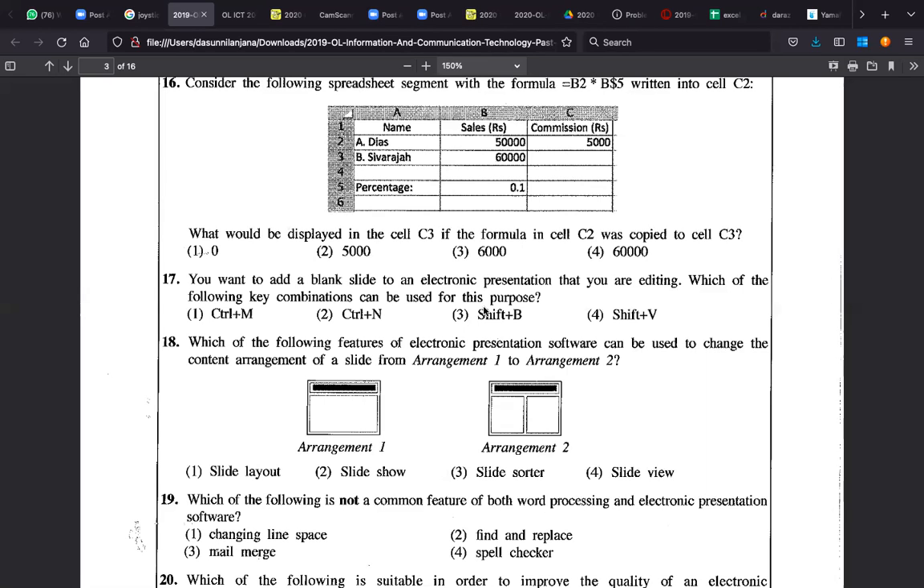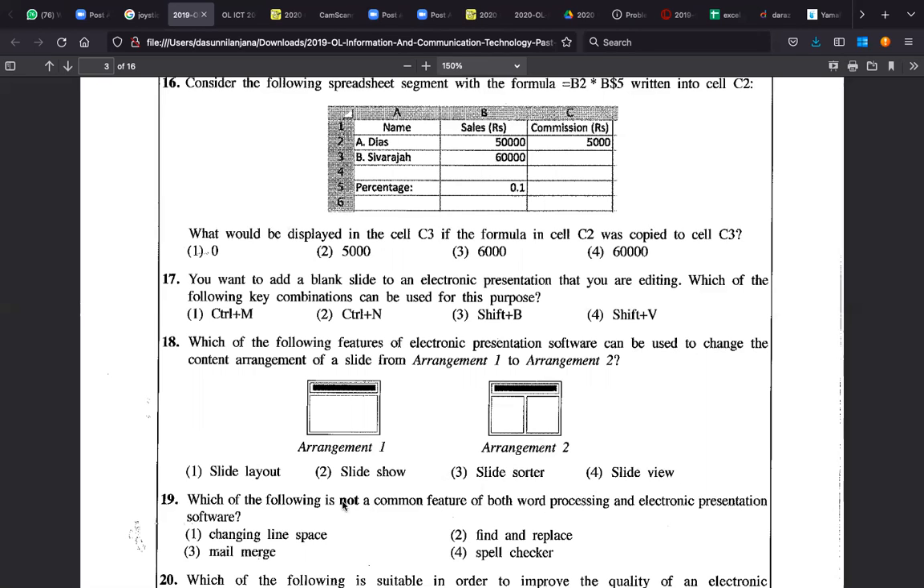Okay. Then arrangement 1 to arrangement 2, it is slide layout. Slide show is basically showing the slide. No, it's not changing anything. Slide sorter view allows us to change the slide order, delete, cut, and copy. To change the order of the slides, we can use slide sort view. Slide view is just the editing view, right? But layout can be used to change this.